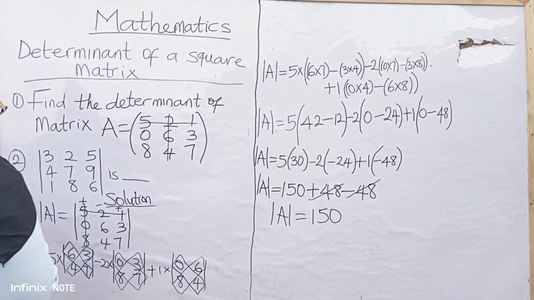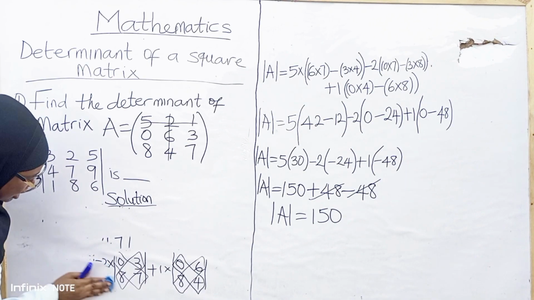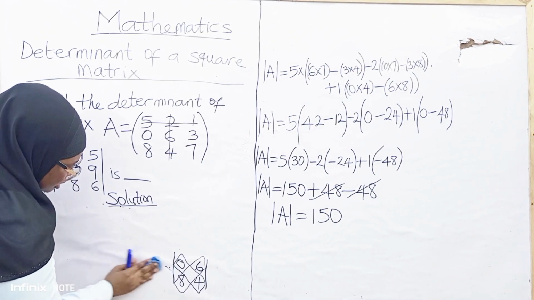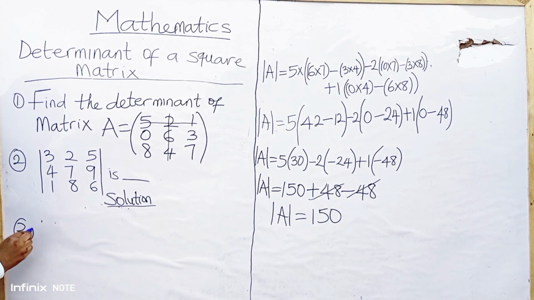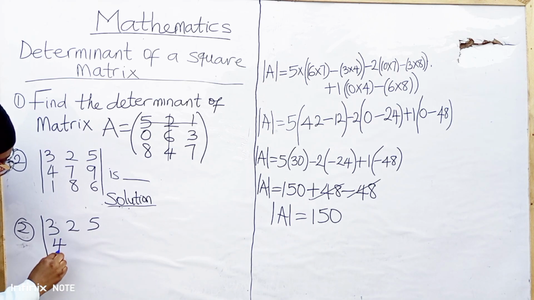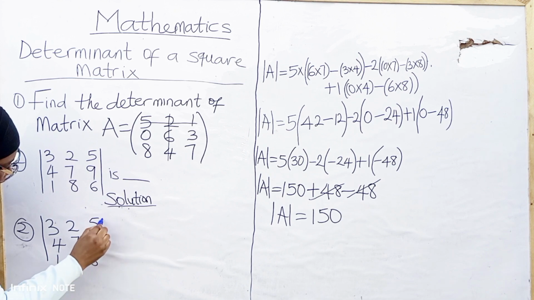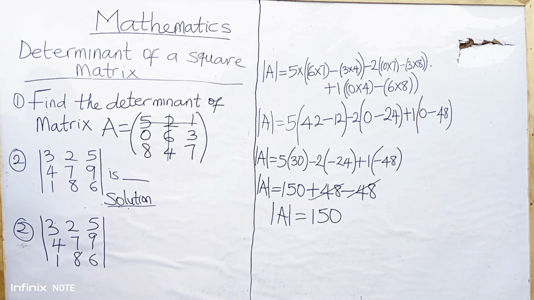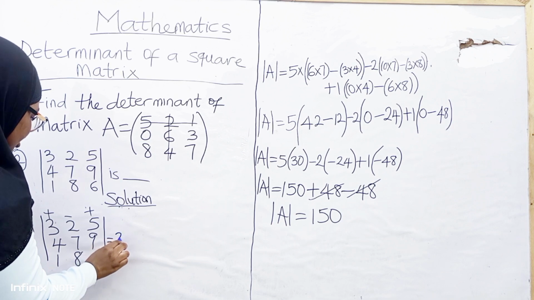Number 2 here says the determinant of, I told you that this is simple for determinant. Determinant of 3, 2, 5, 4, 7, 9, 1, 8, 6 is what? So now the first thing is that put plus minus plus. So is equal to, we are taking 3.